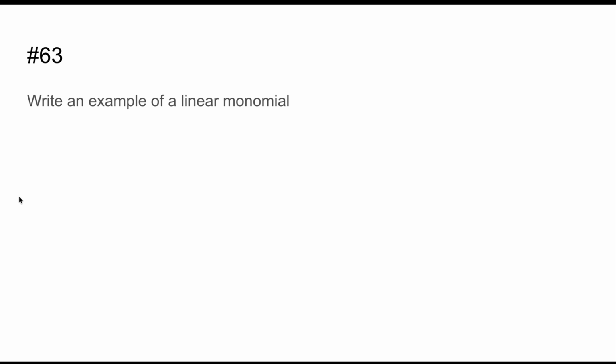Write an example of a linear monomial. So a monomial has 1 term and its highest power is just x. So any number here will do, or just an x would do as well. This won't be the same answer for everyone, but this is my example.